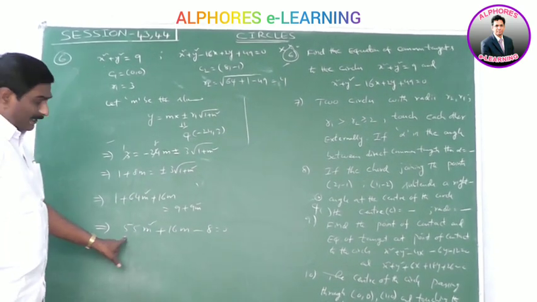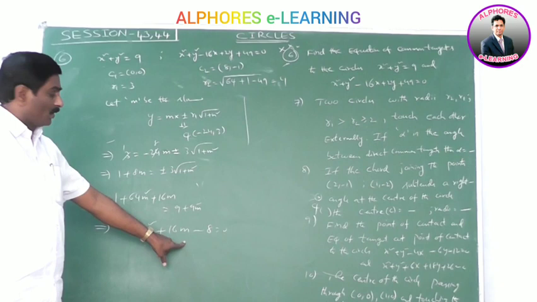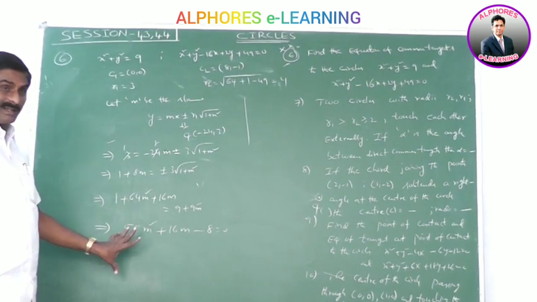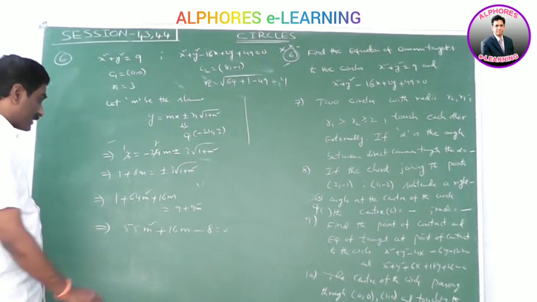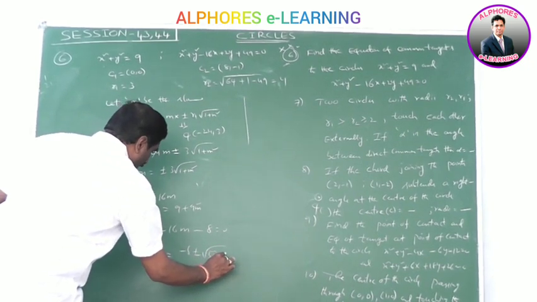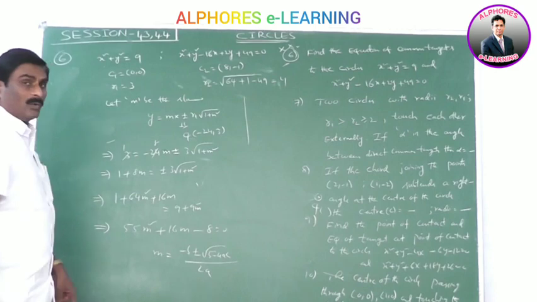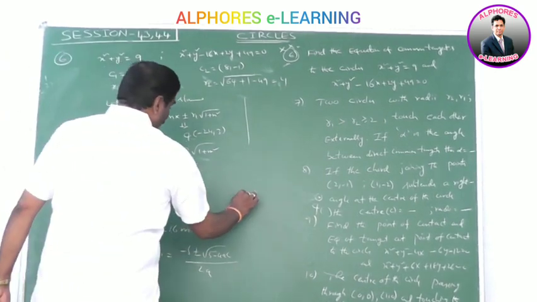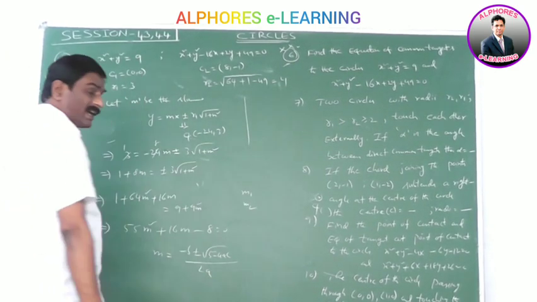Next, it is the quadratic in m. If possible, factorize and solve the value of m. Otherwise, you find the value of m by using minus b plus or minus root over b square minus 4ac by 2a. We get two values of m. Say that the values are m1 comma m2.